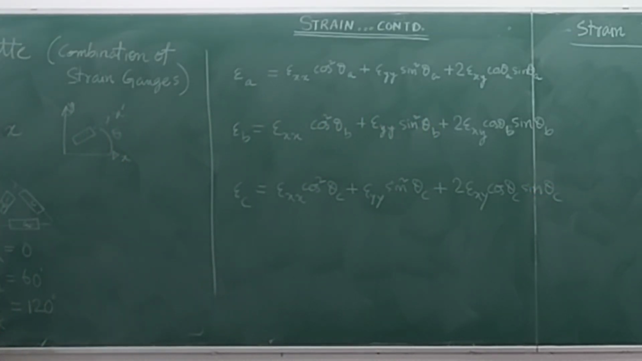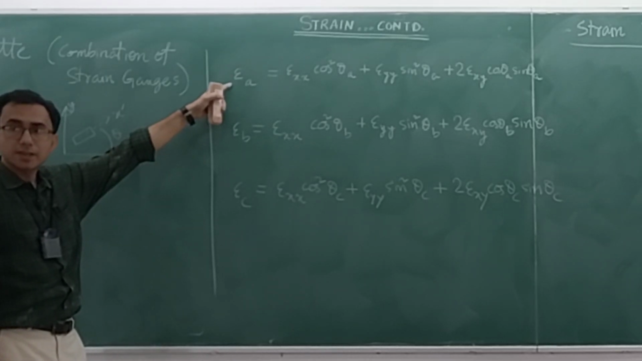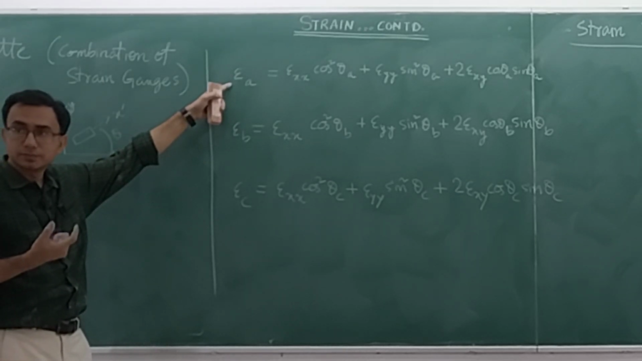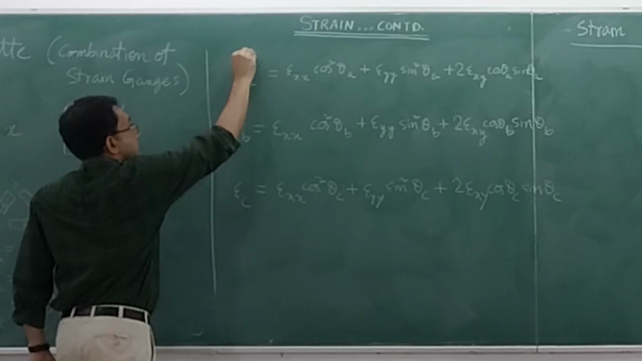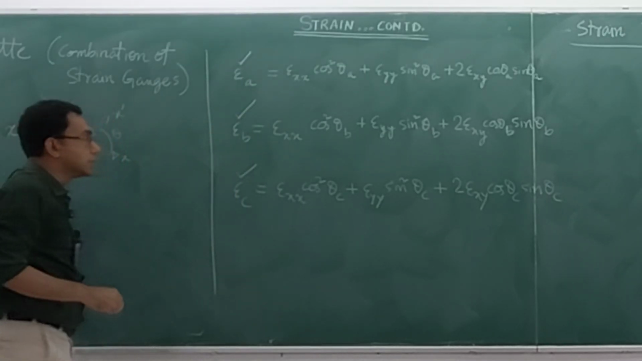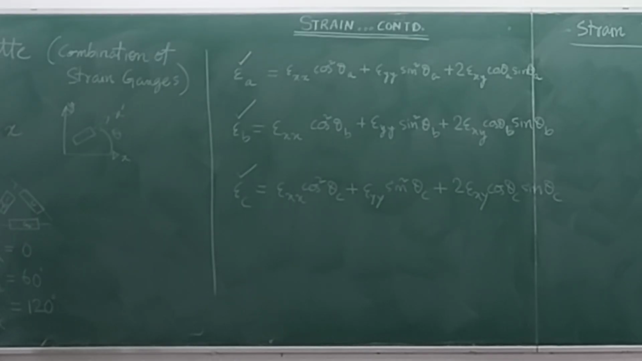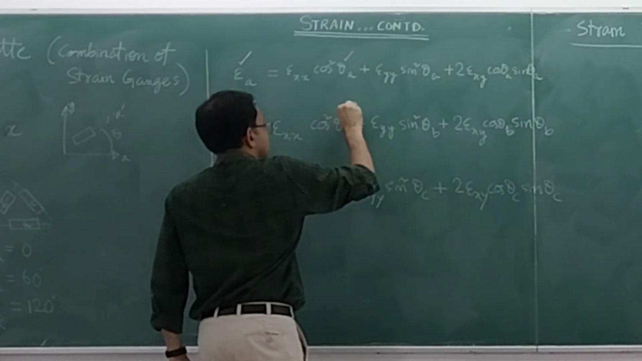So over here, what are the things that you do know? Do you know the value of epsilon A? Yes, because you can directly read it out. So when you are using the strain rosette, this epsilon A will be directly available, epsilon B will be directly available, epsilon C will be directly available. What else do you know on the right hand side? Theta A and theta B and theta C. So all these things you know.